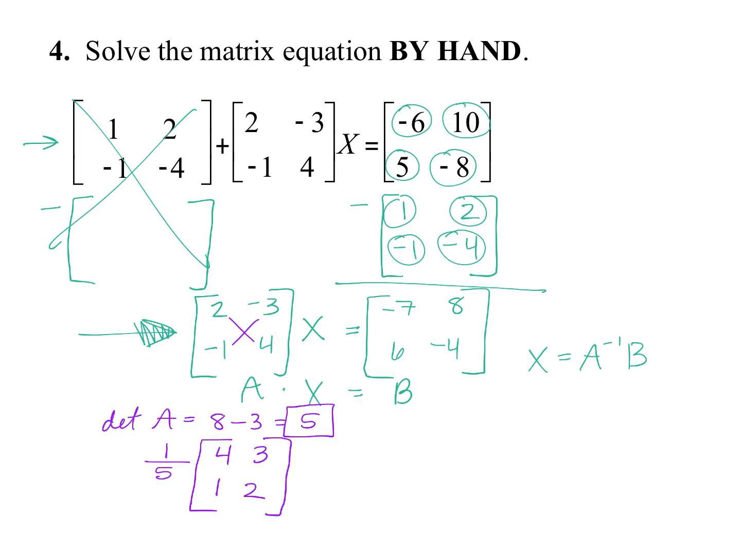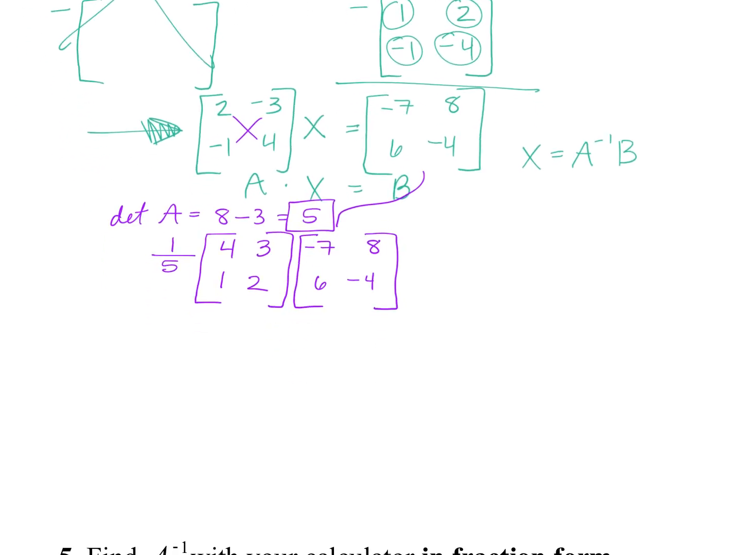Now, if you recall, this is where you kind of have to stop and not do what you tend to want to do, right? We don't want to multiply by 1/5 because we're going to get 4/5 and 1/5 and 3/5 and 2/5 when we do that. So instead, we're going to put our B matrix in here and we're going to multiply first the matrices, and then we can multiply by 1/5. So this was -7, 8, 6, and -4. Okay, so let's do matrix multiplication here.